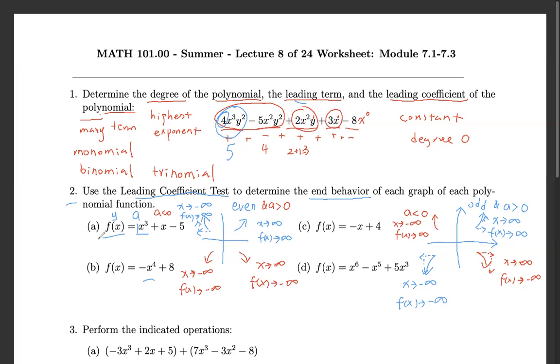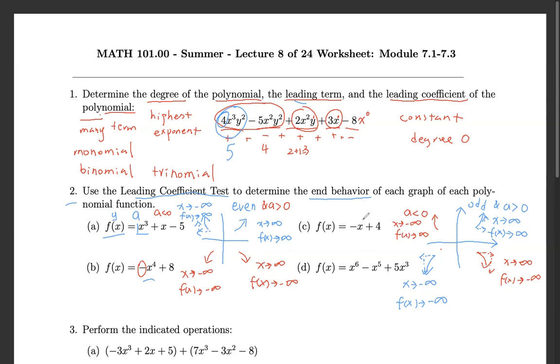Okay, let's see A. In A, we have odd degree and positive leading coefficient. So the end behavior is this blue color, right? It goes through the first quadrant and the third quadrant. In the middle, we don't need to draw anything. We just draw the end behavior. In B, we have even degree, but negative leading coefficient. So that's the red, that's this one, right? That's this red color, the end behavior.